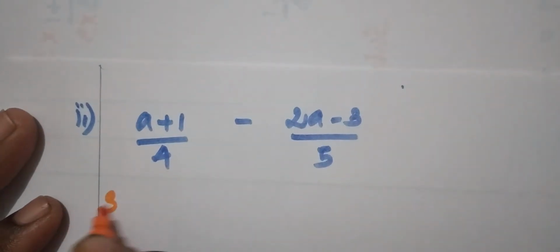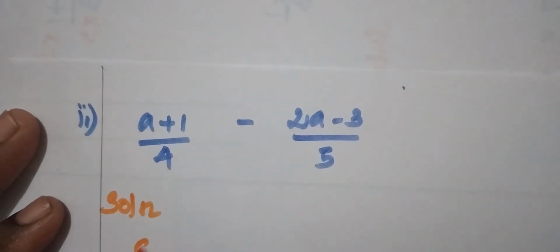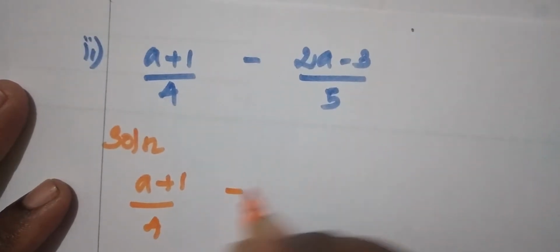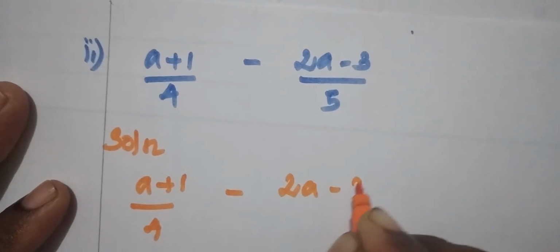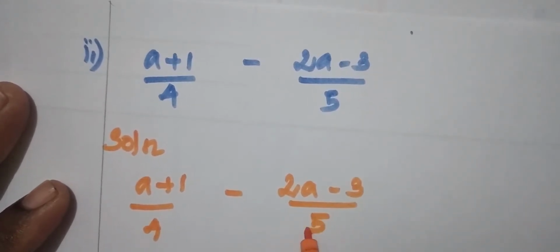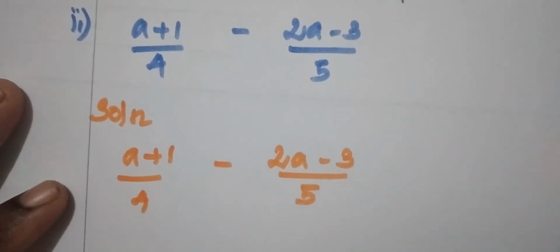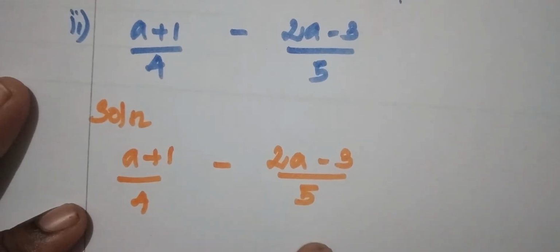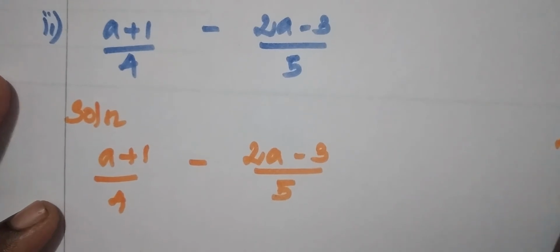The next one, (a plus 1) by 4 minus (2a minus 3) by 5. So the first step, you have to take the LCM for the numbers 4 and 5. Take the LCM.